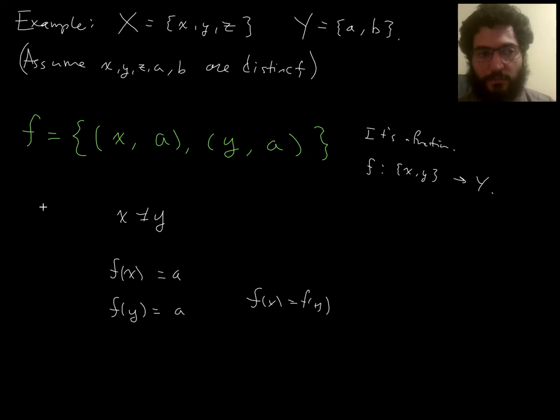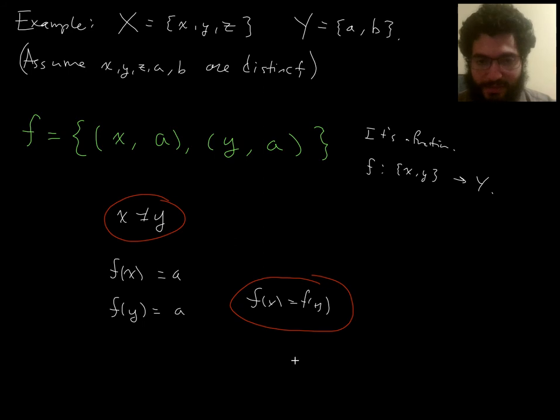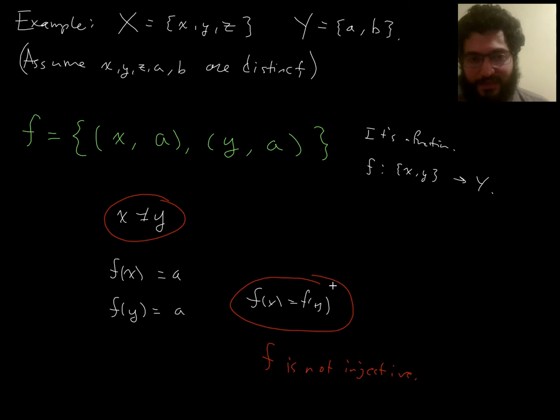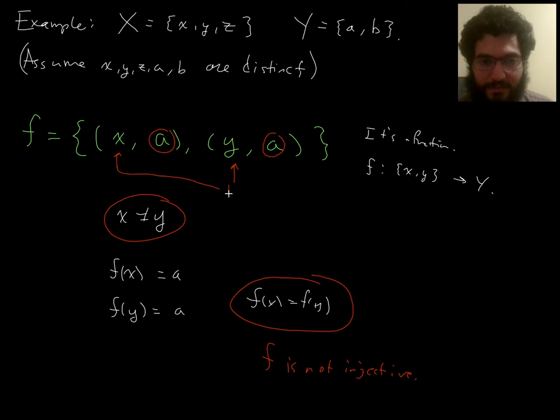This situation where x is not equal to y, and yet f(x) equals f(y), this is what non-injectivity looks like. So here f is not injective because of this situation. And if you just think about what we had to do to check that f is not injective, we had to find some pairs in f with the same second position but different first positions. Right? Find same second position, different first positions. So does that sound familiar to you?